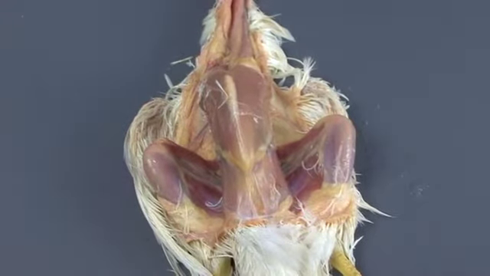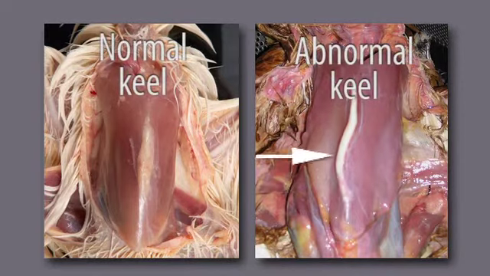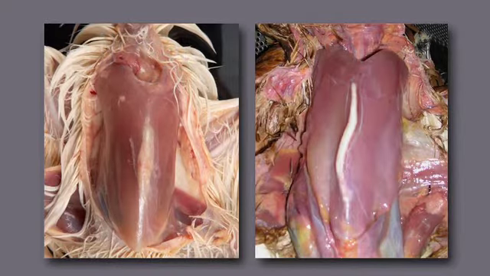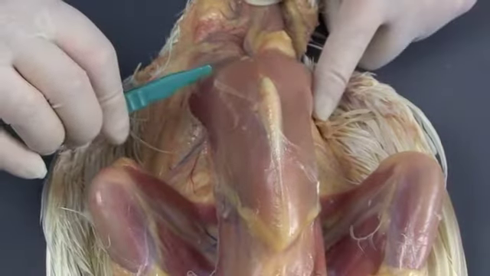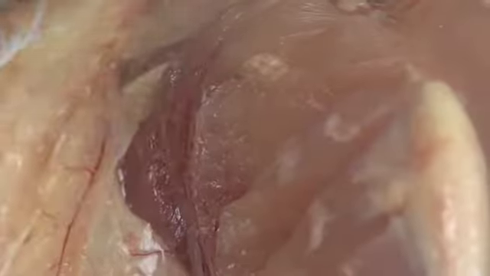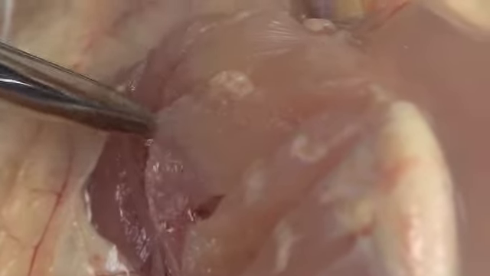Examine the chest region. With the keel exposed, reassess the shape and symmetry of the keel, looking for abnormal deviations or curvature. These findings may indicate management problems such as vitamin or mineral deficiencies. The pectoral muscles can be examined for lesions at this time. Make a series of parallel incisions through the muscle bellies, looking for areas of necrosis, inflammation, or hemorrhage.